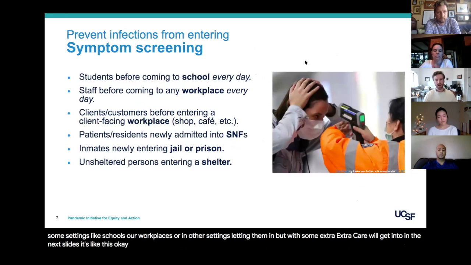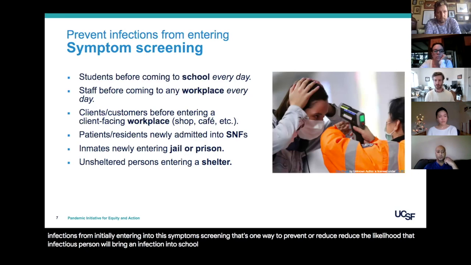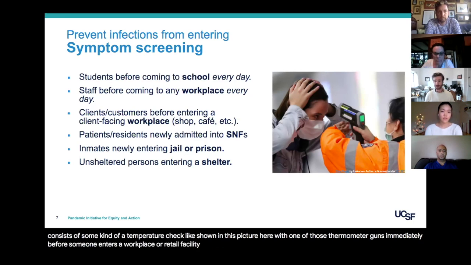Okay. So what are the tools at our disposal for preventing those infections from initially entering the facility? Symptom screening is one way to prevent, or at least reduce the likelihood that an infectious person will bring an infection into a school or workplace or a shelter or other outbreak settings. Symptom screening usually consists of some kind of temperature check, like shown in this picture with one of those thermometer guns, immediately before someone enters a workplace or a retail facility or a school.